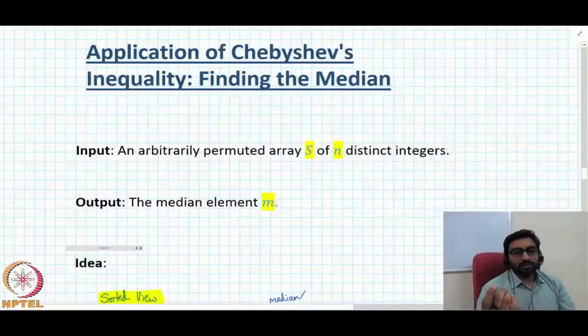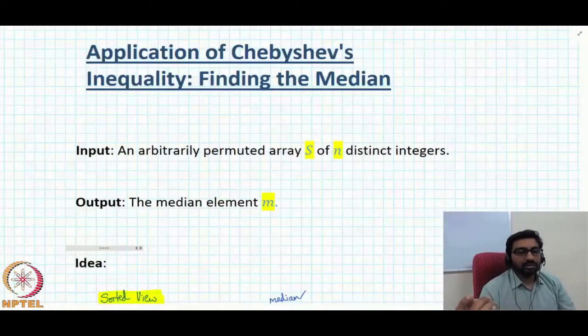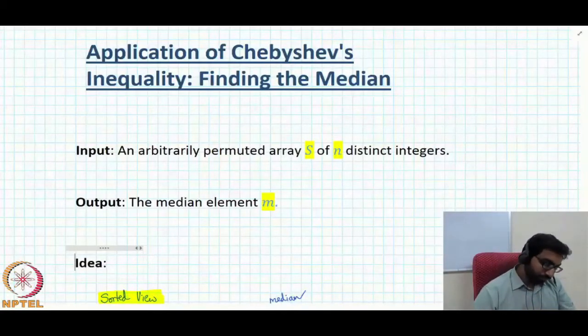Those of you who have taken a basic algorithms course might recall that there is an O of n time algorithm to find the median, and that runs in deterministic O of n time and is always correct. However, the advantage of this algorithm is that it's simple to implement and also serves to illustrate Chebyshev's inequality. So from that point of view, we're going to study this problem.